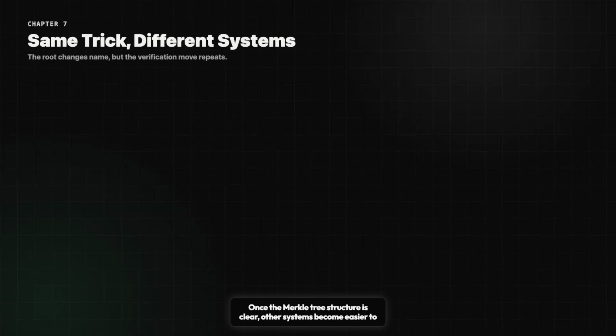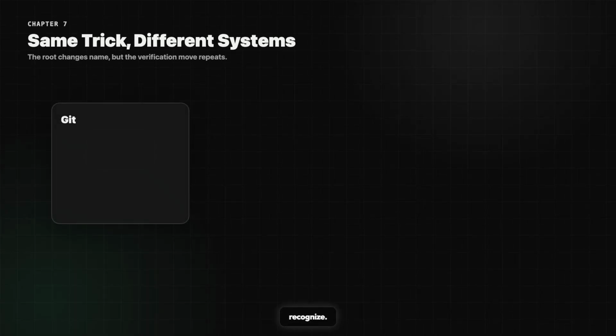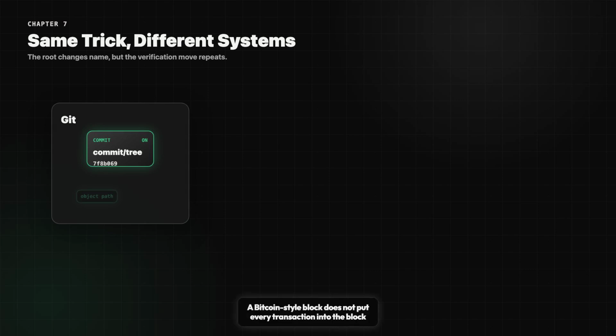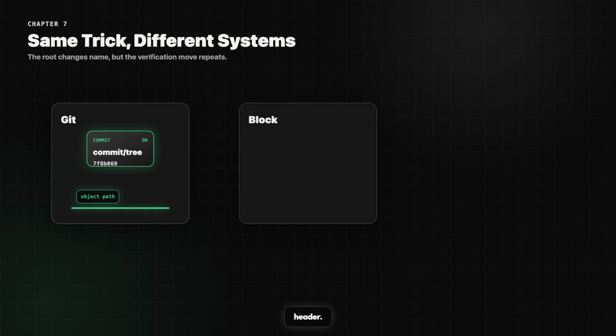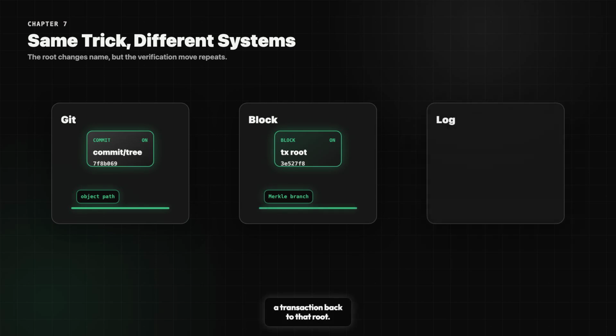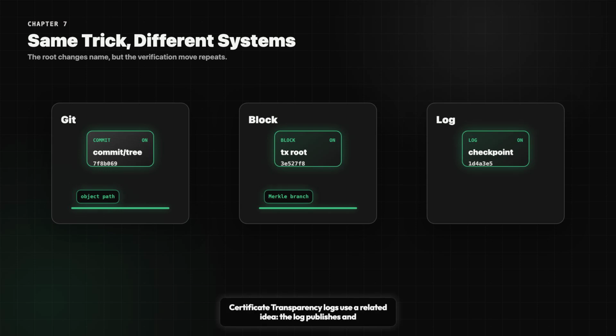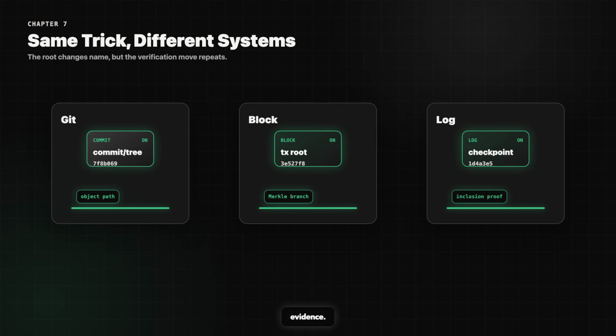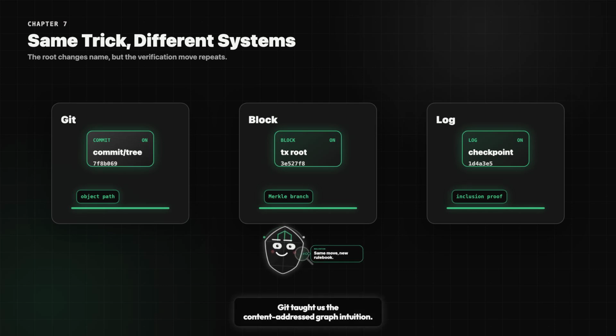Once the Merkle tree structure is clear, other systems become easier to recognize. A Bitcoin-style block does not put every transaction into the block header. It puts a Merkle root there, and a proof path can connect a transaction back to that root. Certificate transparency logs use a related idea. The log publishes and signs tree heads or checkpoints, and clients can ask for inclusion evidence. Git taught us the content-addressed graph intuition. These systems make the proof workflow more explicit. The names change: commit, tree, block header, signed checkpoint. But the move is familiar now: compact root at the top, small path back to a piece of data.